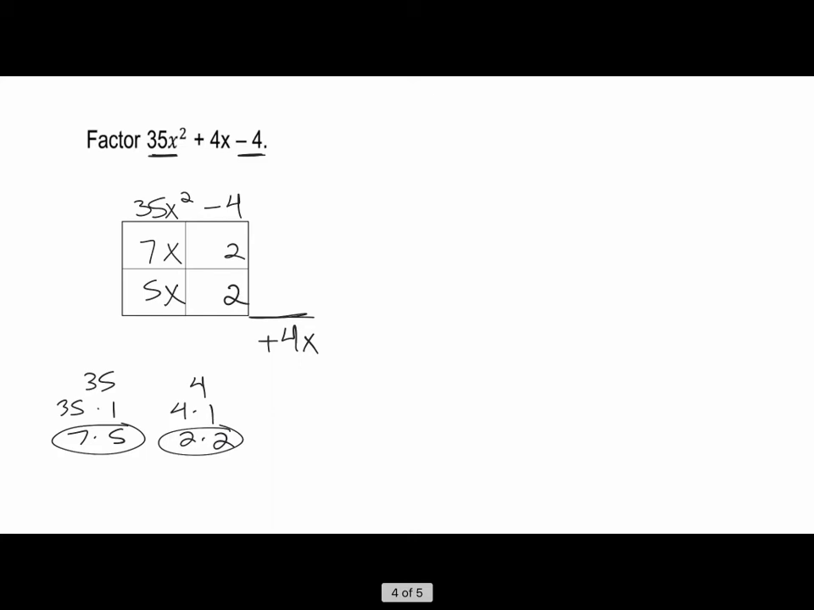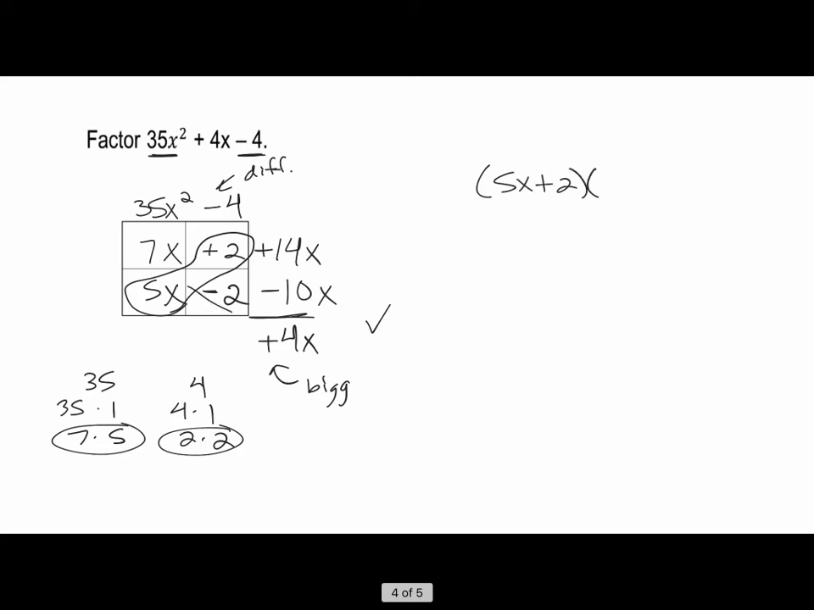So let's multiply across. 7 times 2, that's 14x, and 10x. That might work. They have different signs, and the bigger number is positive. So, no, 10's not bigger. 14's bigger than 10. So, yep, that works. I'm going to attach those signs on there. Take those cross terms for factors of 5x plus 2 and 7x minus 2. I can always double check by multiplying those back together.